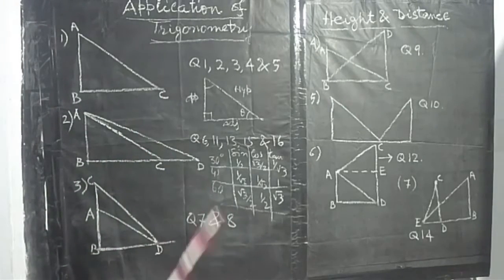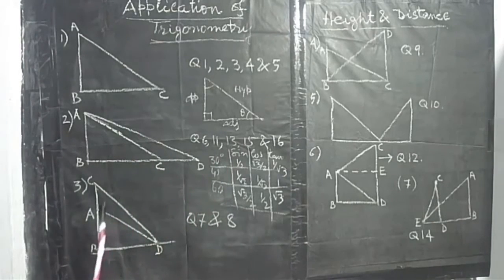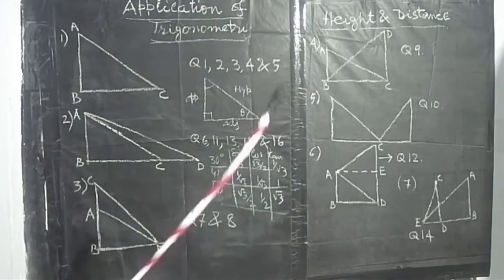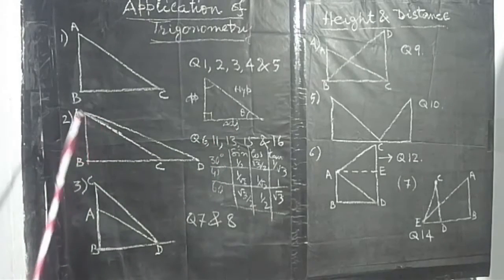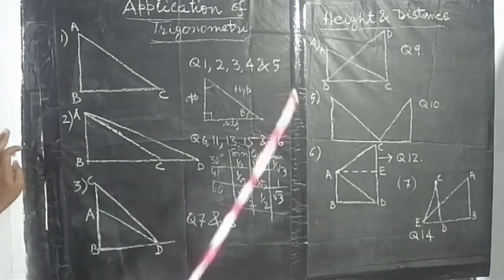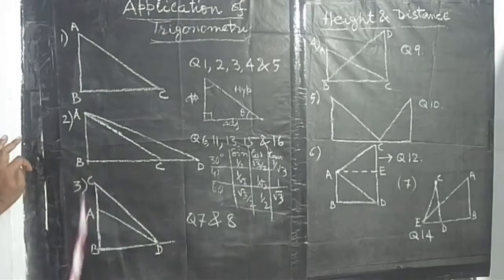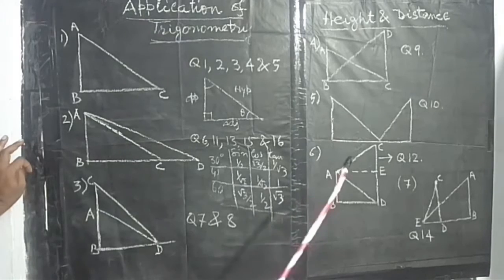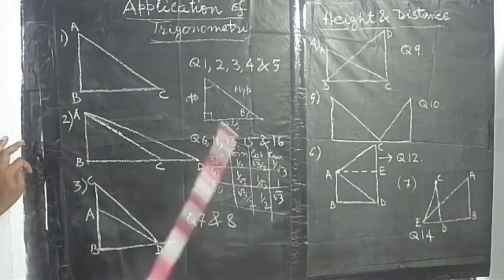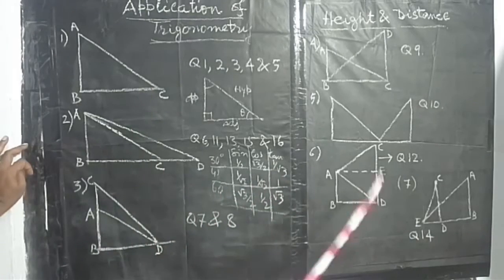These are the trigonometry concepts we will apply here. Now, in this chapter, height and distance, we apply this basic trigonometrical concept, but the very first step you have to do in this chapter is to draw the diagram. In your NCERT textbook, there are a total of 16 questions. These 16 questions I have divided into a total of 7 categories.